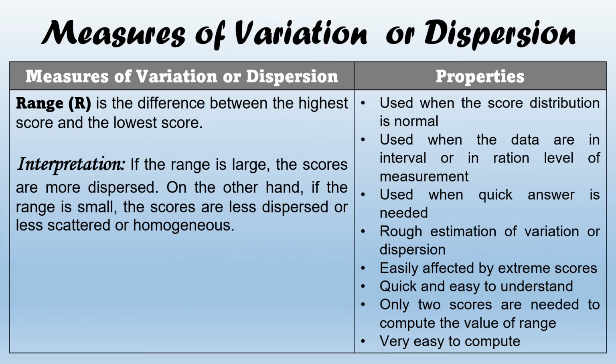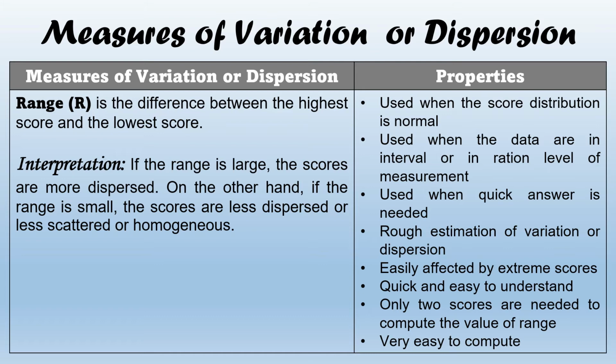For the properties of range, it is used when the score distribution is normal. Again, we cannot appreciate yet what a normal score distribution is all about. Anyway, we will be discussing it later. It is also used when the data are on an interval or ratio level of measurement. So please take note of interval and of course ratio. It is used when a quick answer is needed, kasi nga sa sinabi ko, very easy to compute siya.